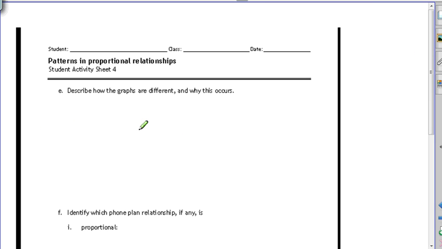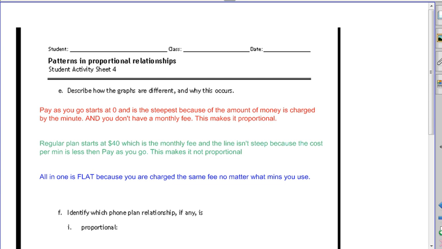Part E, describe how graphs are different and why this occurs. All right. Hey guys, do you see the red, green, and blue ink? I want you guys to write this down. The question for E is describe how the graphs are different and why this occurs. So write this down and listen to my words. So the red one, pay as you go, it starts at 0. And it's the steepest because it's charged 60 cents a minute. And you don't have a monthly fee, so there's no constant to it. So your line is simple, straight, and steep. That means it goes up higher.